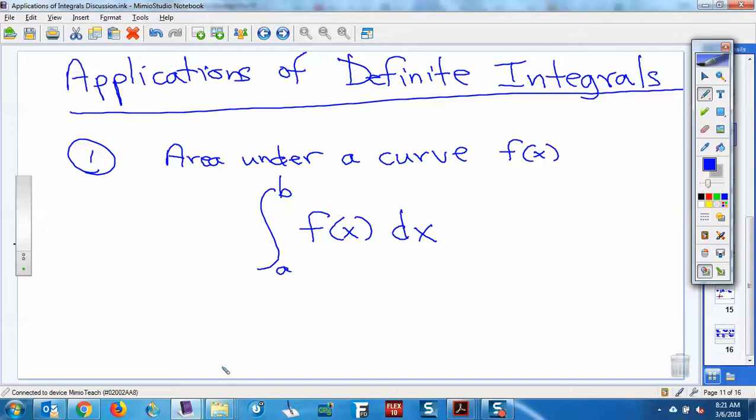So the first application of the definite integral would be area under a curve. We won't really do it now, since we've already been doing that. You've got a curve, you want to find the area under it. What's the area? Boom.